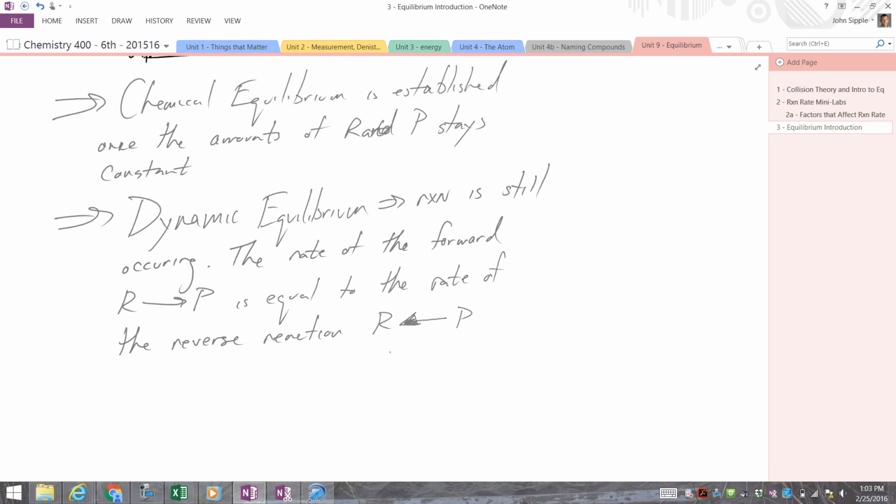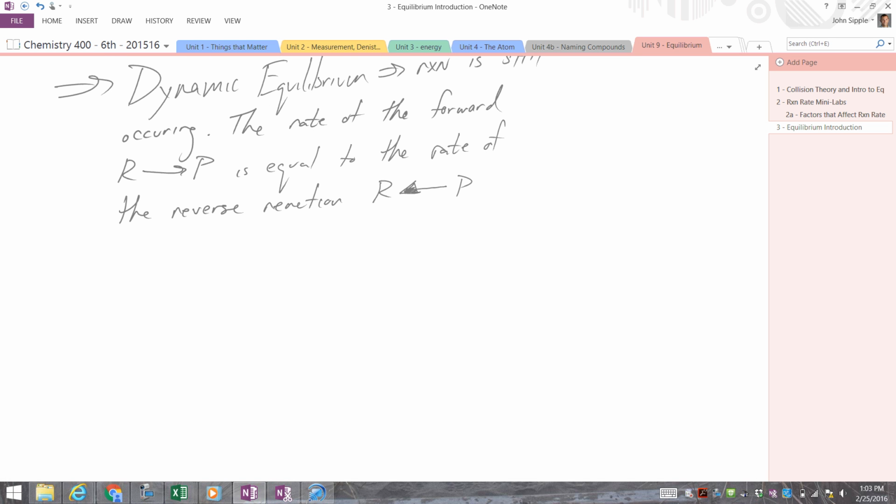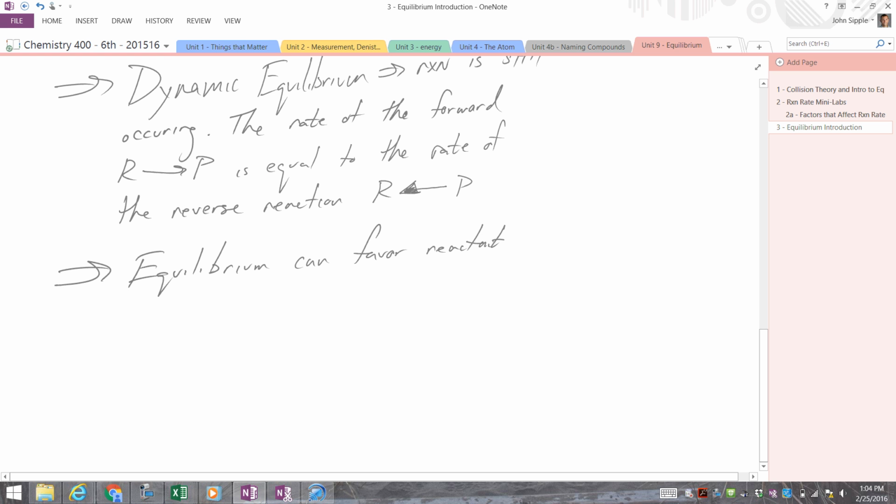Now equilibrium can favor one side or the other. In this case, our equilibrium favored our products. In some cases, our equilibrium will favor our reactants. So equilibrium can favor reactants or products.